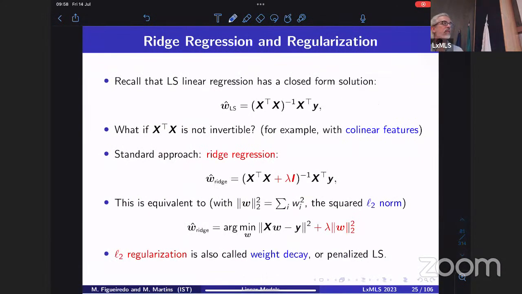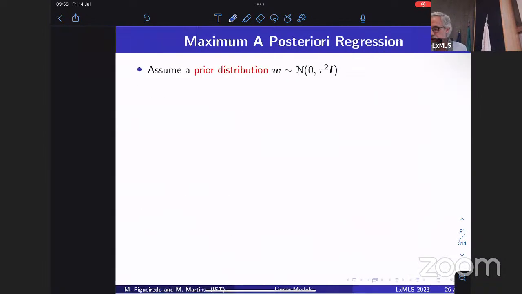In different contexts, this goes by different names. For example, in neural networks, this regularization is called weight decay. Maybe you will see why tomorrow, I'm not sure, because when you're doing gradient descent, this corresponds to slightly decaying the weight. It is also called penalized least squares. It goes by different names.